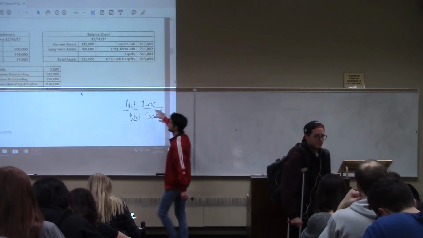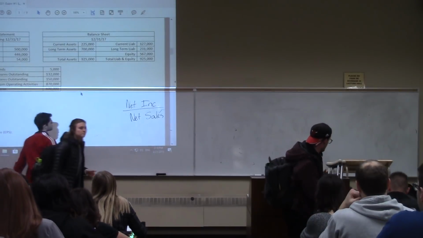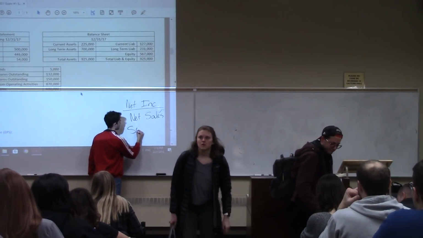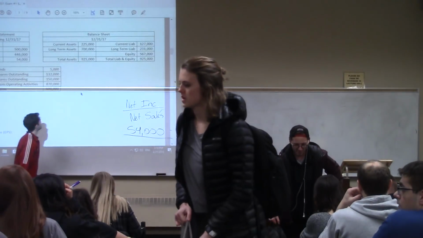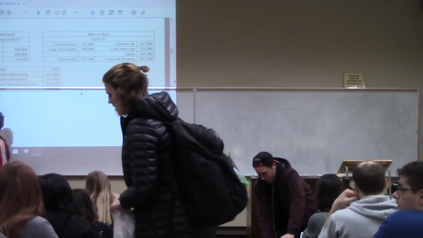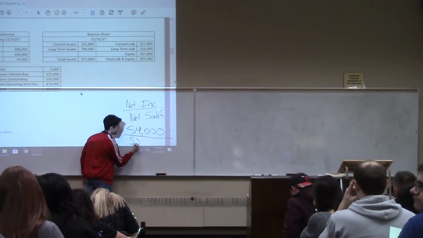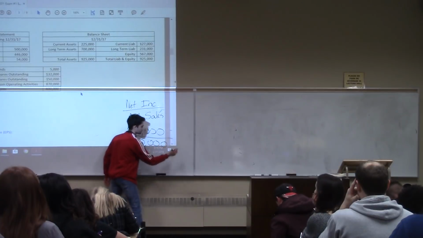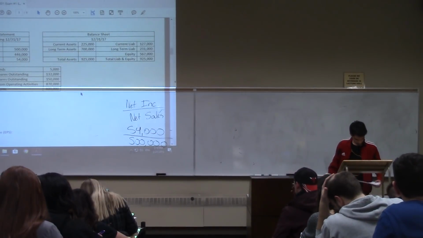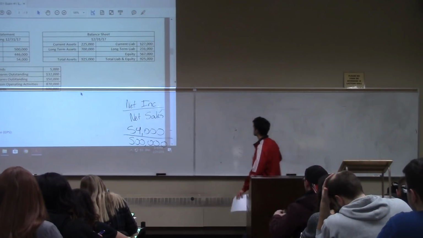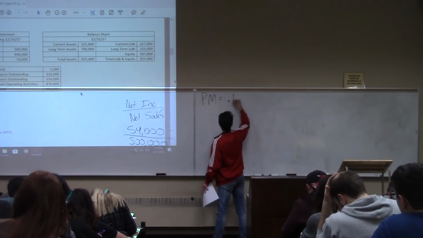To get this information, we look at the income statement. The income statement tells us our net income of $54,000 and our net sales revenue of $500,000. That gives us a profit margin of 0.108.